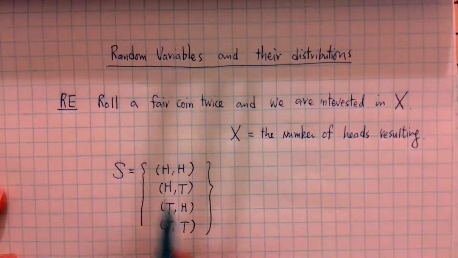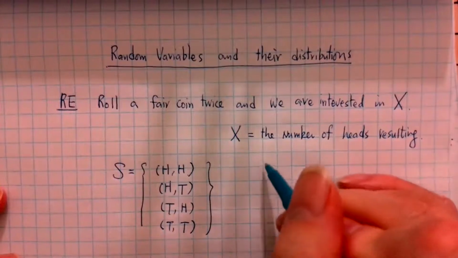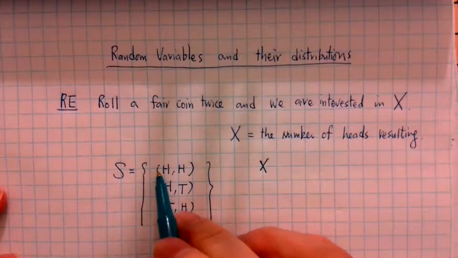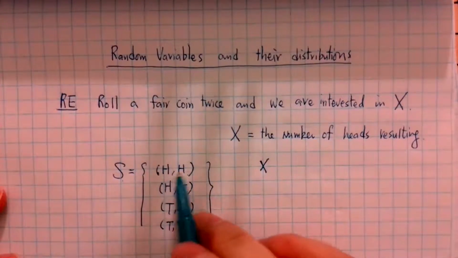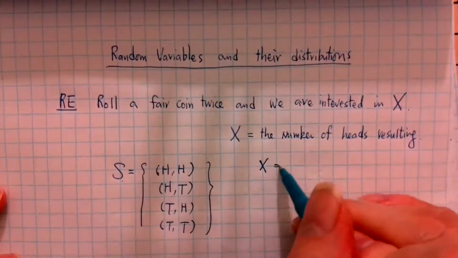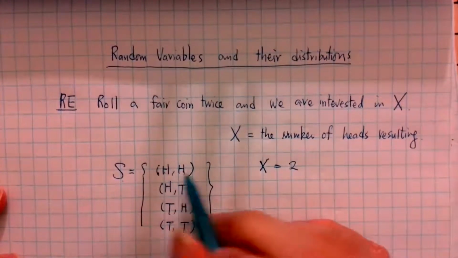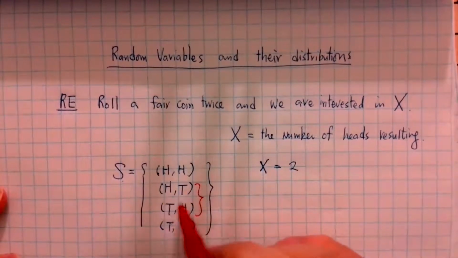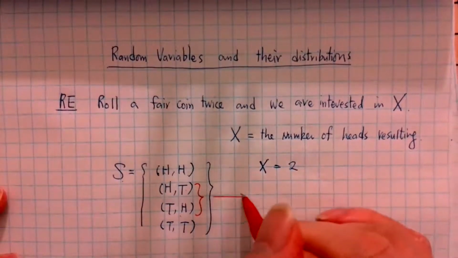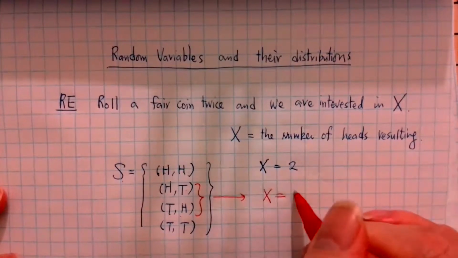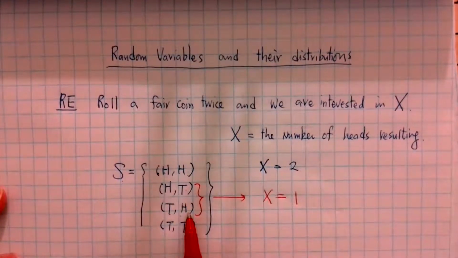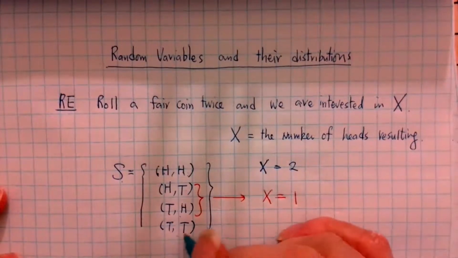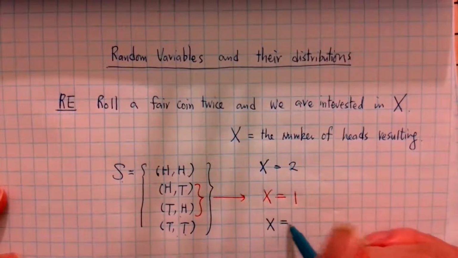In this case, the sample space can be written as what? When the outcome is head head, you see two heads in a row. So we say X is what? 2, because you see two heads. And head tail, tail head. This is X equal to 1, because you only see one head. And then tail tail, X is 0. Okay?